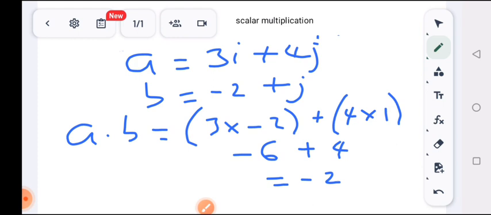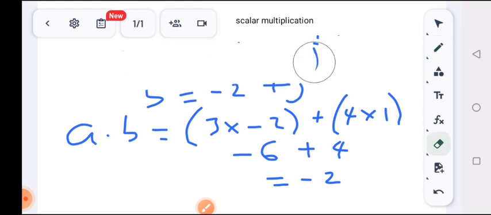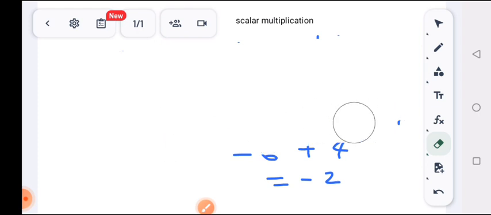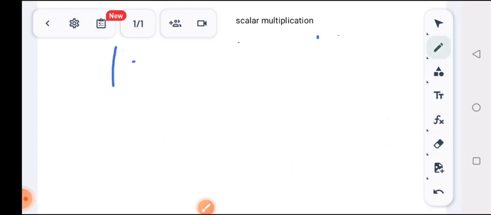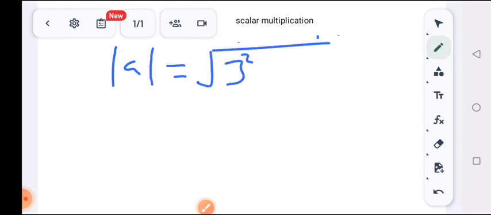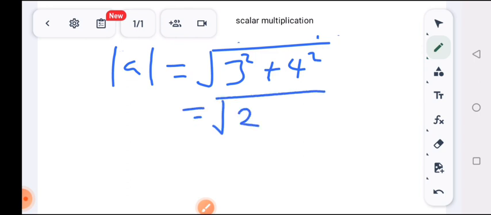Okay, now that we know the scalar product to be minus 2, we can find the magnitude of a, shall we? Magnitude of a will be the square root of 3 squared plus 4 squared. 3 squared is 9, 4 squared is 16, so that makes 25, right? Okay, and square root of 25 is 5.